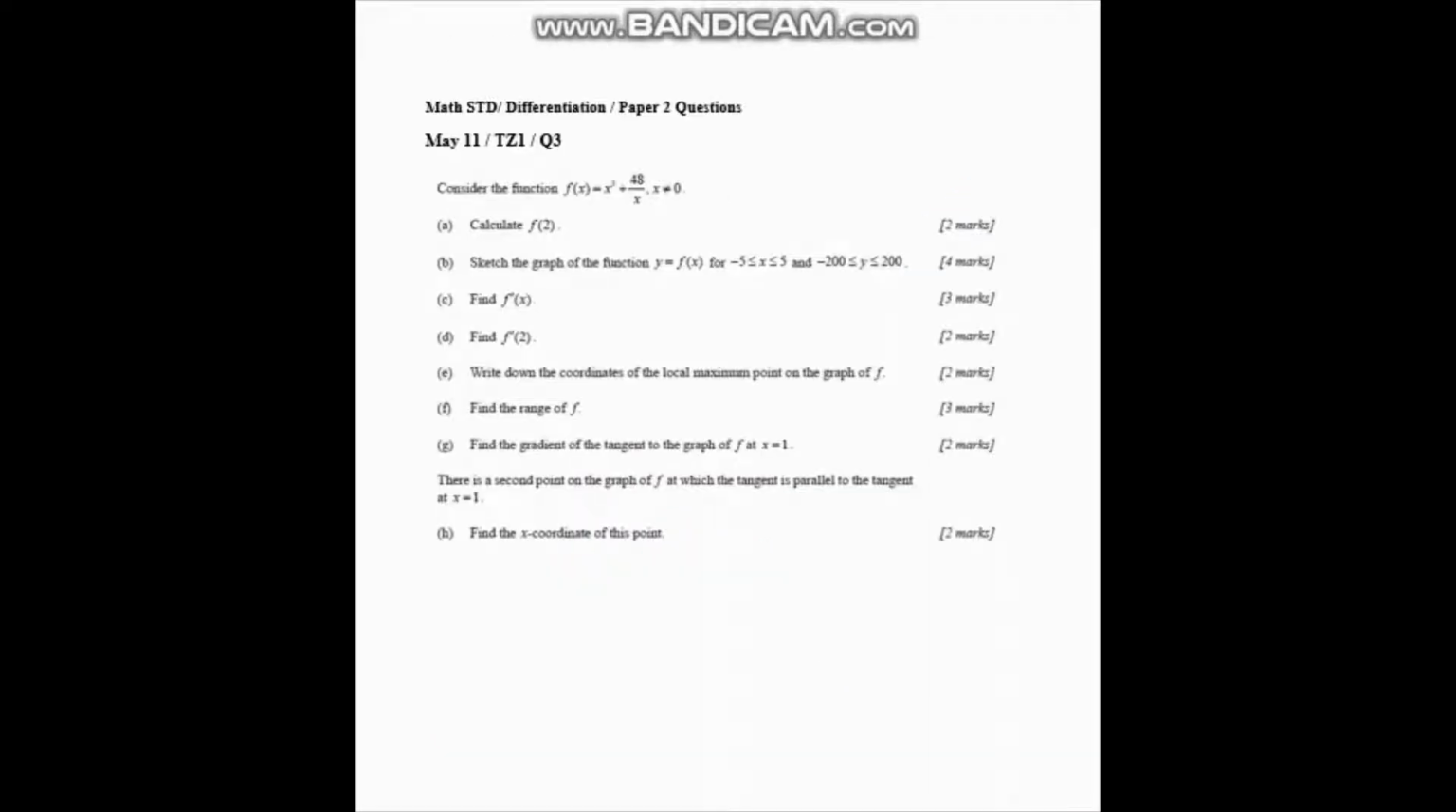I shall now attempt to solve May 2011 time zone 1 question 3. Kindly take a minute and attempt to solve, and the answer shall follow through shortly. So I am given this function f of x equals x cubed plus 48 over x, and in A I'm required to find f of 2.